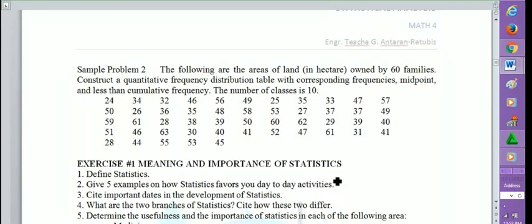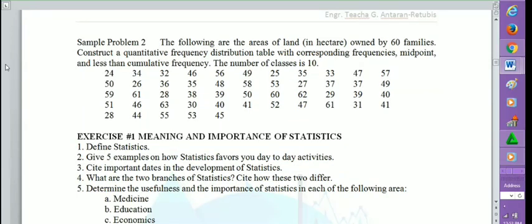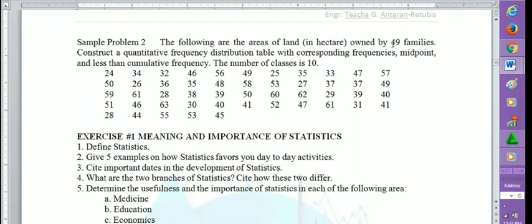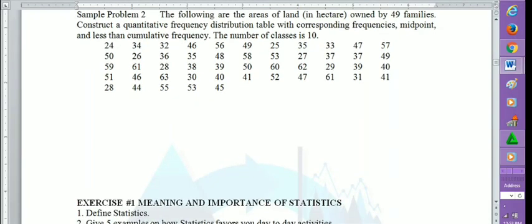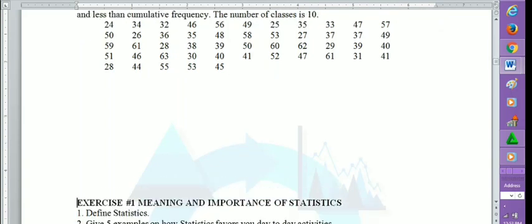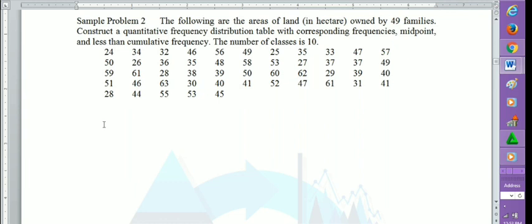Okay, so for the example number 2, sample problem number 2, the same class. By the way, I want to correct the given here. This should be 49 families. Okay, so the same process that we will be making. In this case, let us first determine our lowest value. Okay, so what is our lowest value here? The lowest value will be 24, right? 24, and the highest value is how much?